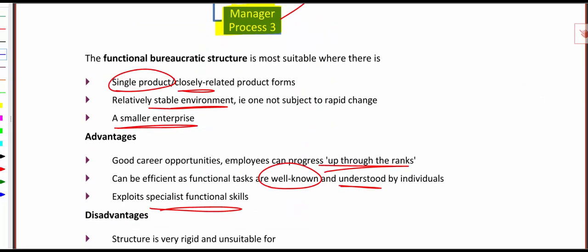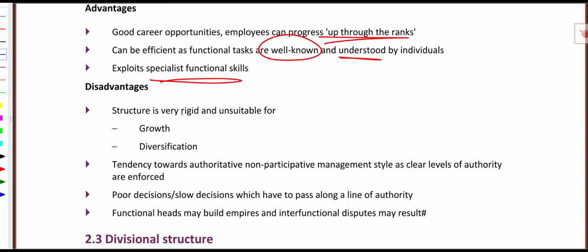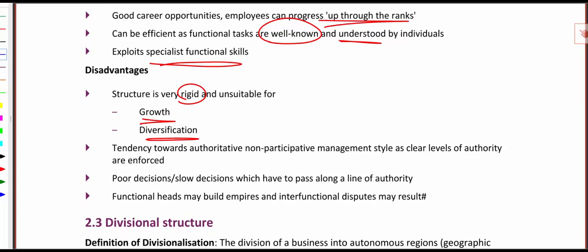What are the drawbacks then? As we said, very rigid, so not great for growth, not great for diversification. Tends to see non-participative management styles, and we've seen already that might not be the best way to go in terms of management style. Tend to have slow decisions, so there's lots of layers of decision making to go through, and you might end up with your functional heads building empires. So you might find that I want my function to be absolutely the best, and my goals may not therefore align with the organization overall.